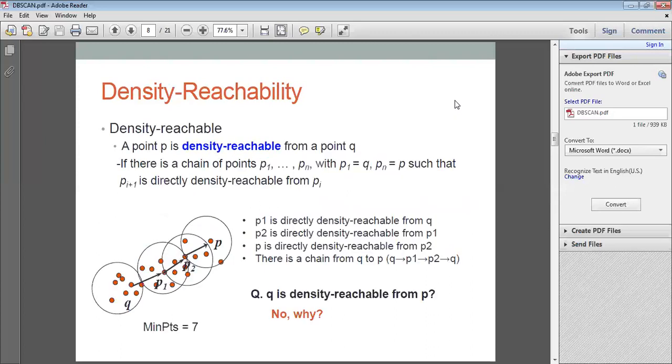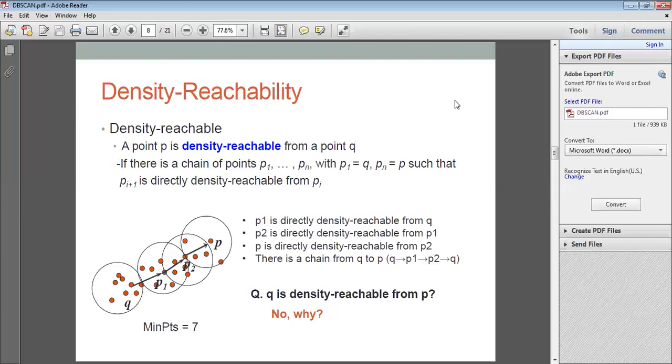Next, the density reachable conditions can be applied iteratively, as shown in this diagram. A point P is density reachable from a point Q if there is a chain of points P1, P2, up to point P, like shown in this diagram. Here point P1 is directly density reachable from point Q, P2 is directly density reachable from point P1, and point P is directly density reachable from point P2.